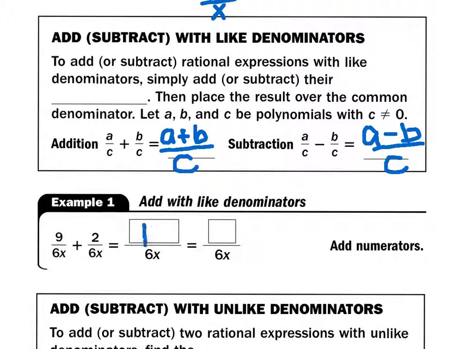9 plus 2 is 11, so it is 11 over 6. If I can reduce this fraction, I'd have to, but I can't reduce 11 over 6. There's nothing that will divide into it. So I'll leave it as 11 over 6.